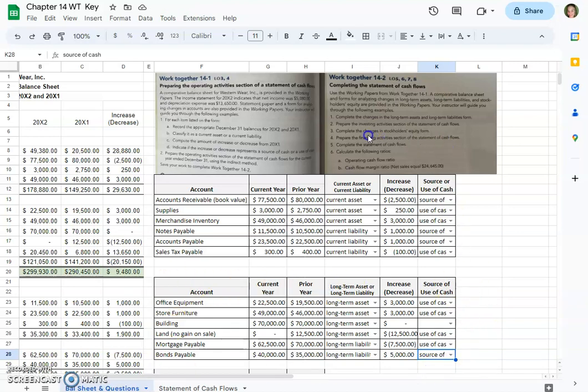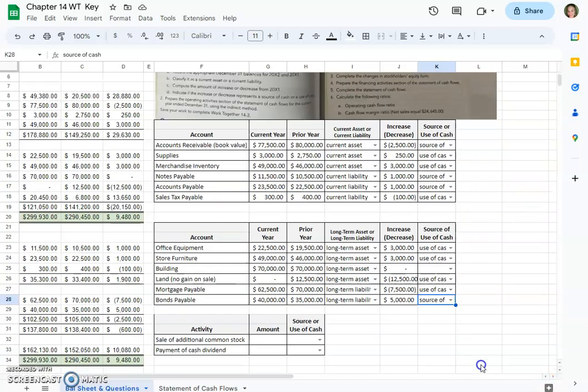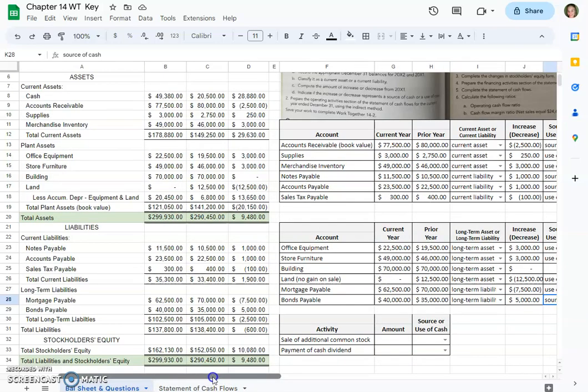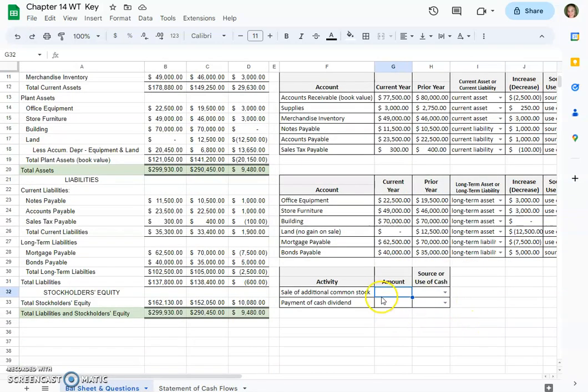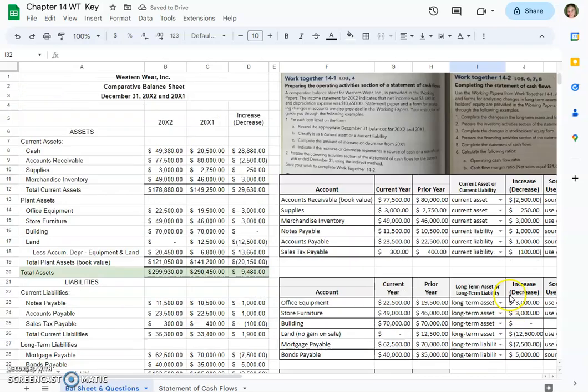And the next thing we have to do is complete the changes in stockholders' equity form, which is down here. Okay, sale of additional common stock. I believe it might have told us this. The book didn't tell us. The answer key actually had this amount given. I thought we had to find it. It's 10,000 here and 5,000 here. Okay. So if we sold additional common stock of $10,000, that's going to be a source of cash, right? We had money coming in from the sale of that stock. And if we paid a cash dividend of $5,000, that's going to be a use of cash because that was cash that went out to do that. Okay.